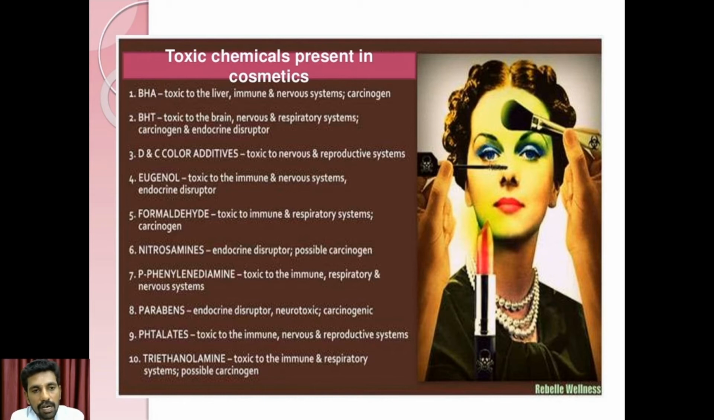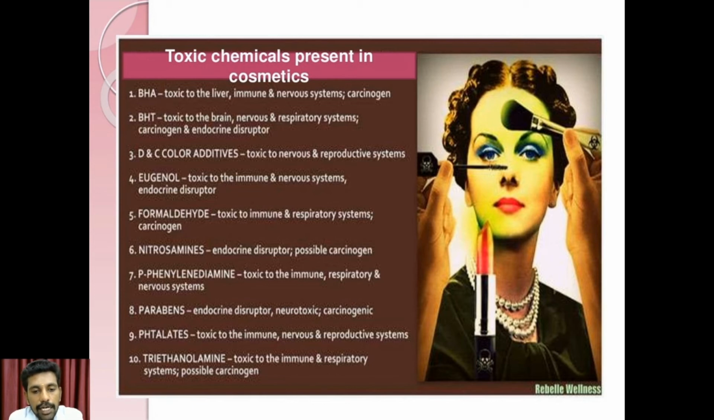Beta hydroxy acid is toxic to the liver, immune and nervous system. It is also a carcinogen. The second one, butylated hydroxytoluene, is toxic to the brain, nervous and respiratory systems. It is also a carcinogen and an endocrine disruptor. Eugenol is toxic to the immune and nervous system, and also an endocrine disruptor. Formaldehyde is very toxic to the immune and respiratory systems. Once inhaled by humans, respiratory problems occur.